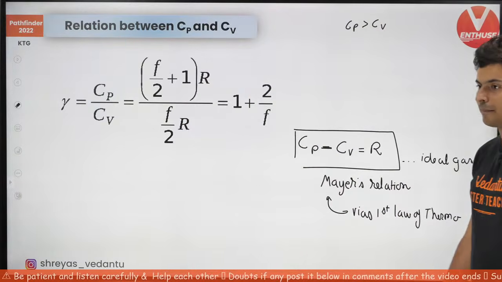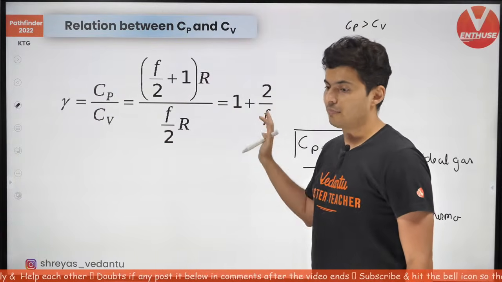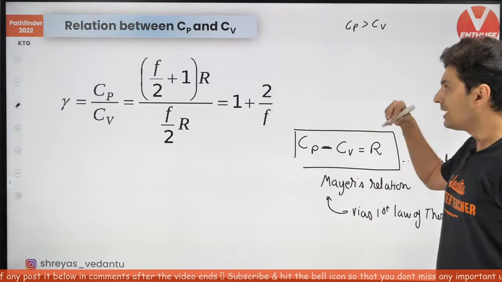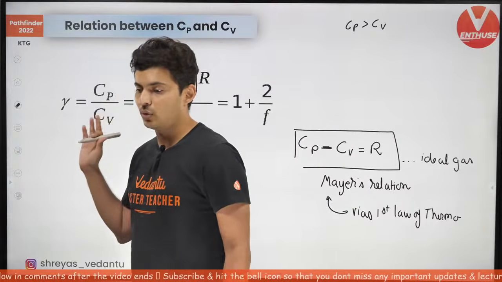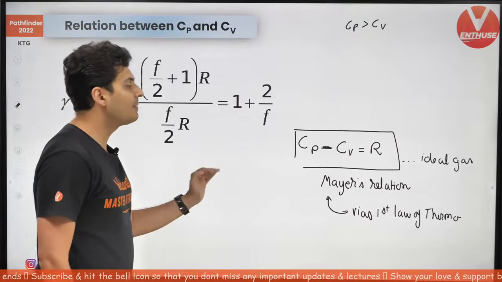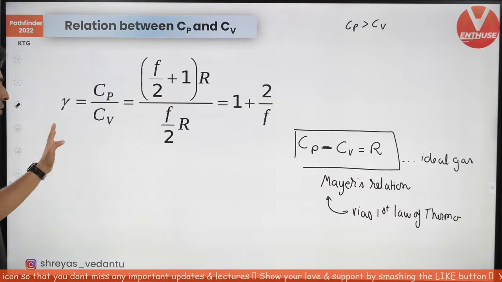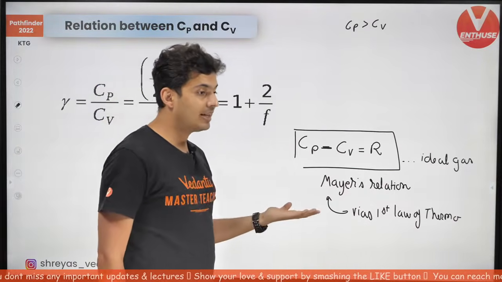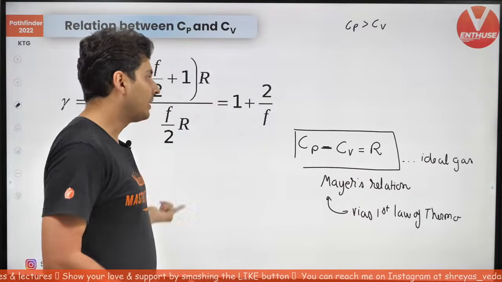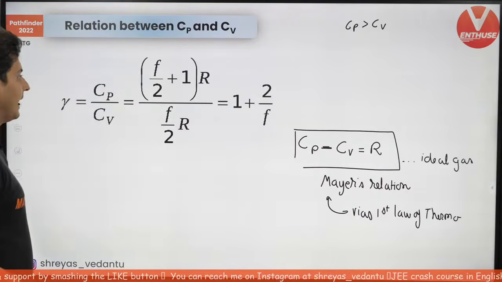Very interesting. Okay. So this is the final relation. F is the degrees of freedom. This is gamma. Very, very important. You should know this by heart. Gamma is 1 plus 2 by F. Keep this in your mind. You cannot afford to forget this. Yep, gamma is 1 plus 2 by F, gamma is Cp by Cv, Cp minus Cv is R. The difference of that is R. Alright, that's all. So this is how you relate specific heat capacity at constant pressure and specific heat capacity at constant volume via Mayer's relationship, and the ratio is gamma. That's the specific heat ratio for the gases.